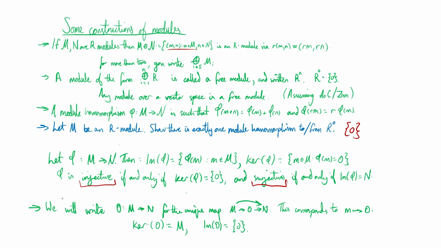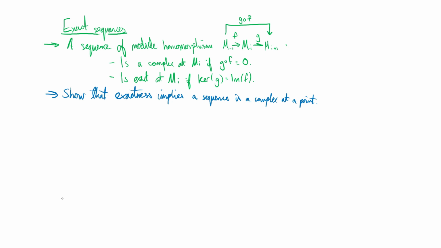So, this next slide is fairly empty, but lots of space for me to actually write examples. A sequence of module homomorphisms is a sequence of them, so M to N to O, or M to M prime to M double prime. That is a sequence. Sometimes it's infinite.